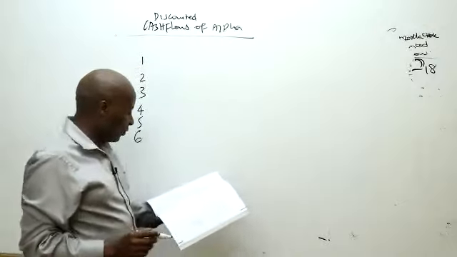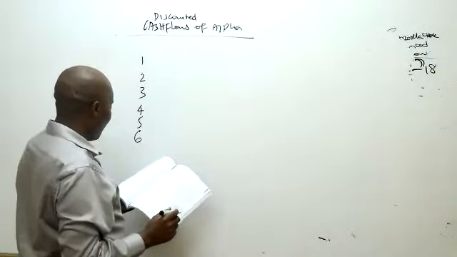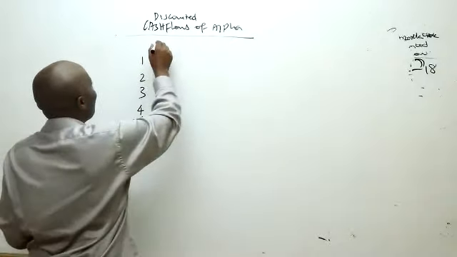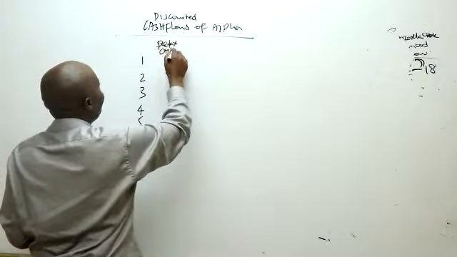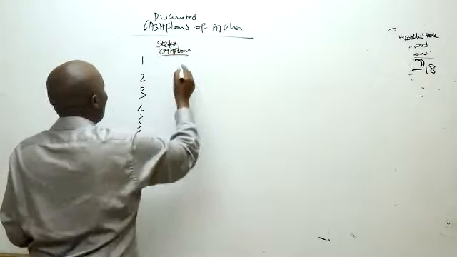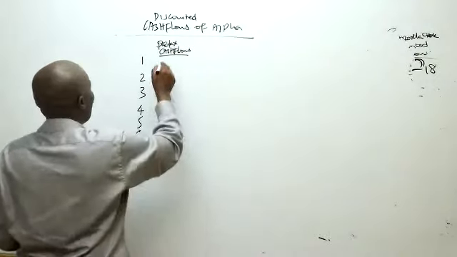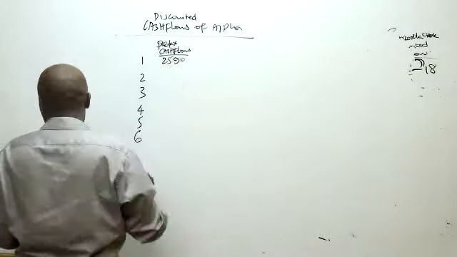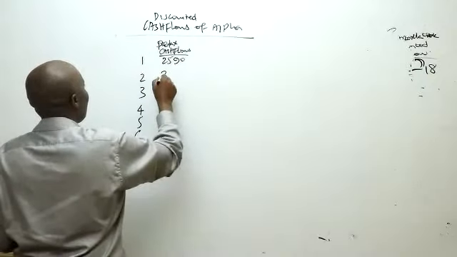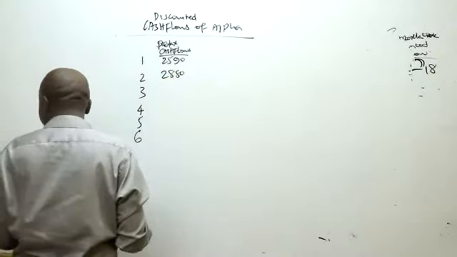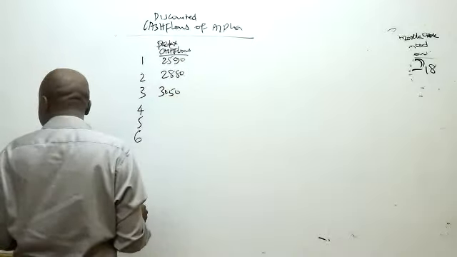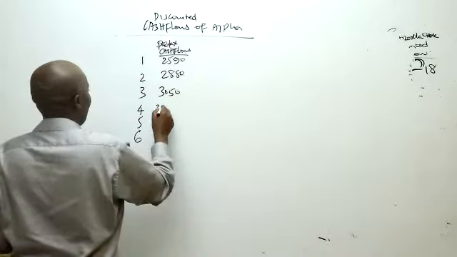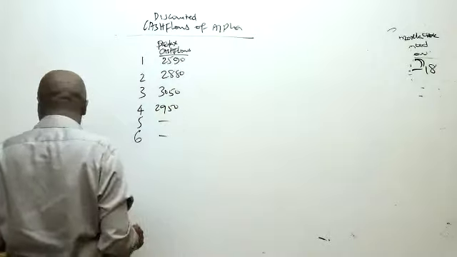And then they have given me what they are calling the pre-tax cash flows. What do we have there? The first one is 2590. The second one is 2880. The third one is 3050. The fourth one happens to be 2950, and then there's nothing there, nothing there.